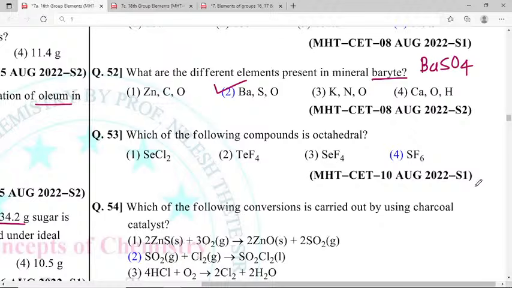Next question. Which of the following compounds is octahedral? SF6 is octahedral, with hybridization sp3d2.